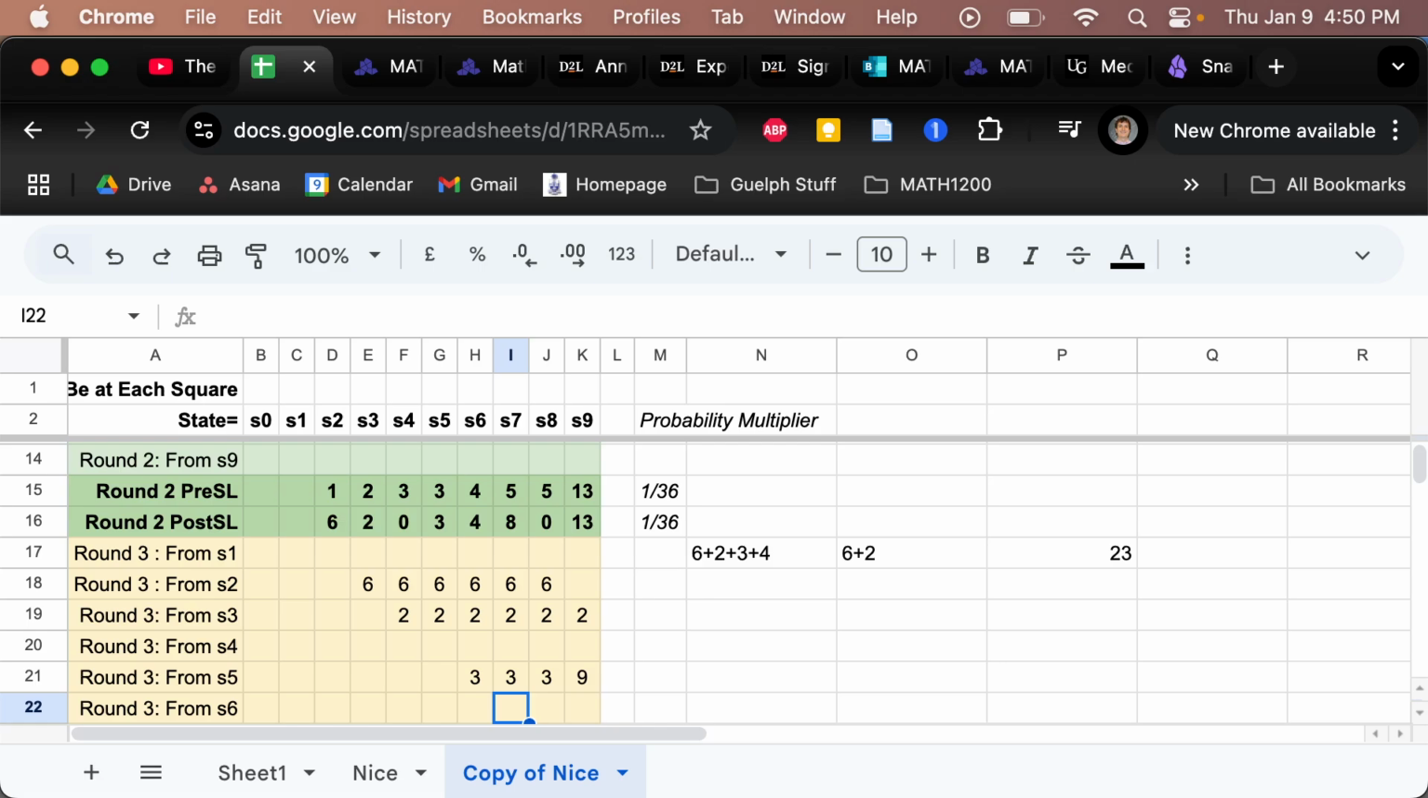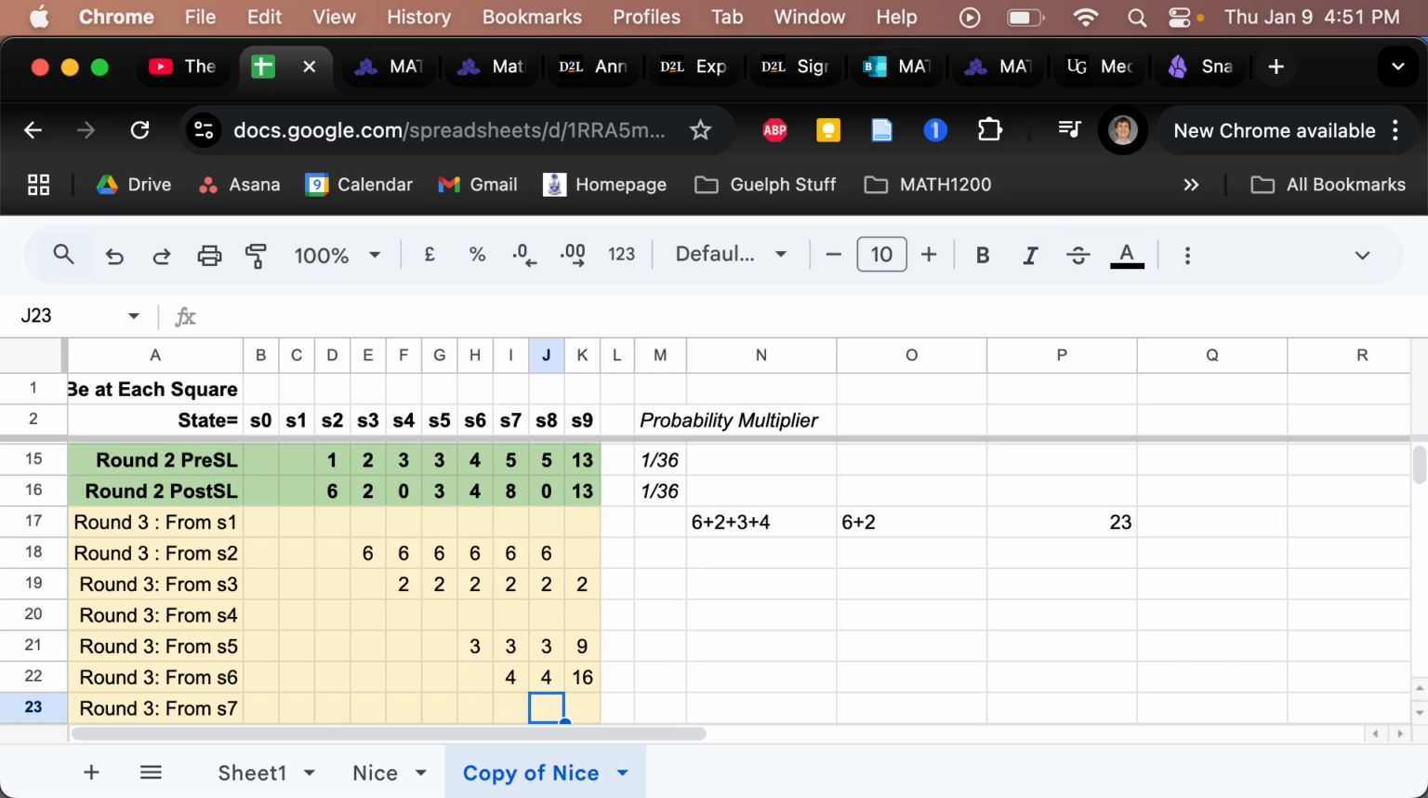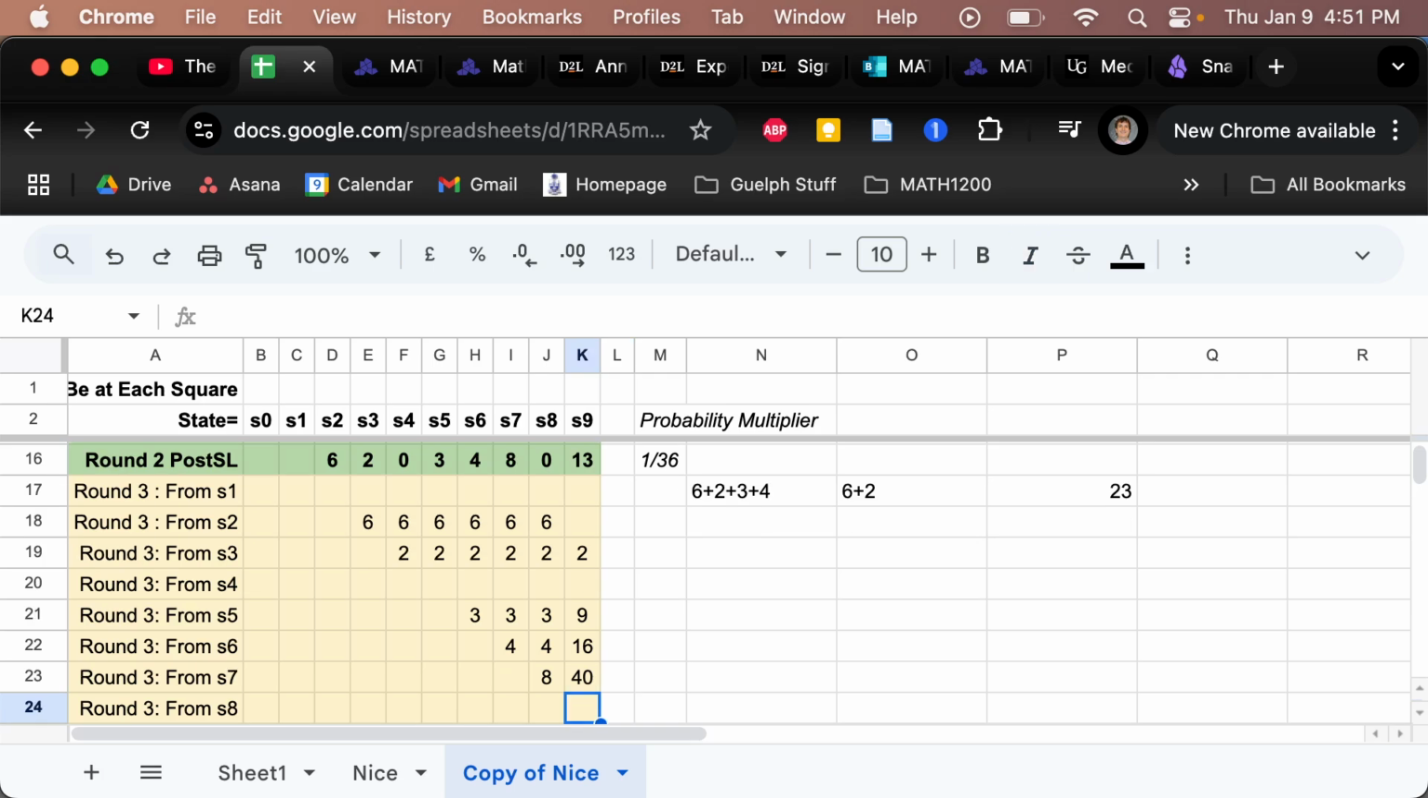Okay, S6. I guess it's 4, 4, and then 4 times 4 is 16. Right. So there's 4 ways to be at square 6, and then you roll a 1 or a 2 or a 3 or higher. Okay, and then it's 8, and then I guess this one's like 40. Yeah, 5 rolls to get you there. And last but not least, if you're on square 8, that's 0.